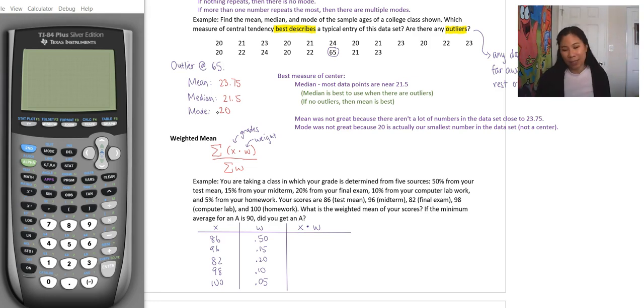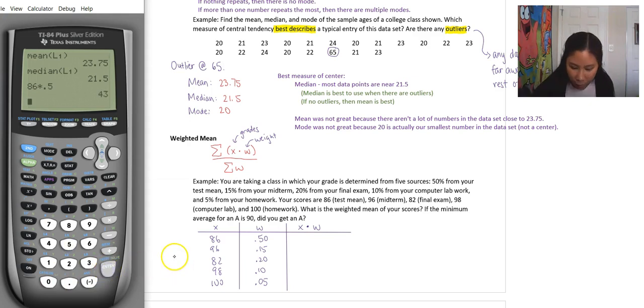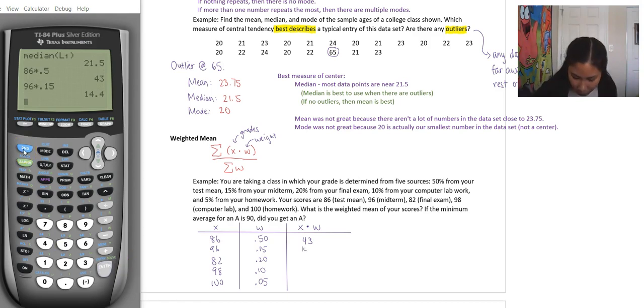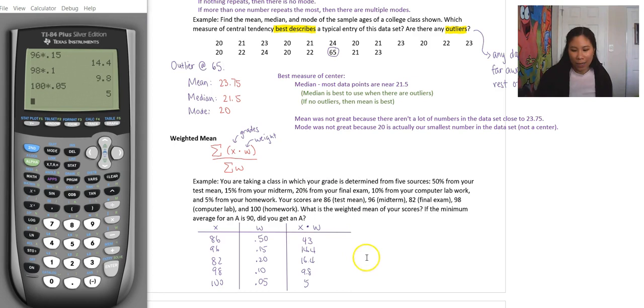Okay, once I have all that listed out, I'm going to multiply my x's times my w's and write them over here. So 86 times 0.5 is 43, and then I'm going to continue doing this with the rest of my numbers. Okay, after getting these numbers, the next part of my formula is to add up, so the sum of all my x times w's.